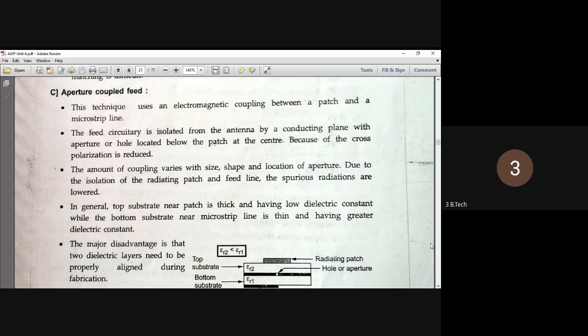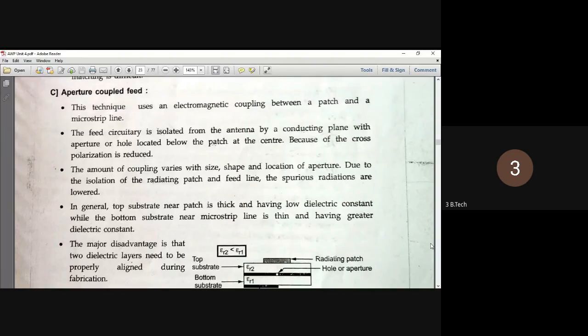Next, the non-contacting aperture coupled feed. So the technique is electromagnetic coupling between the patch and the microstrip line. Here we use two dielectric constants in the aperture coupled feed, ε02 and ε01. In the microstrip line feed or probe feed, we used only one dielectric constant, that is ε0. Now we are going to use two dielectric constants, ε02 and ε01. Always take the value of ε02 less than ε01.